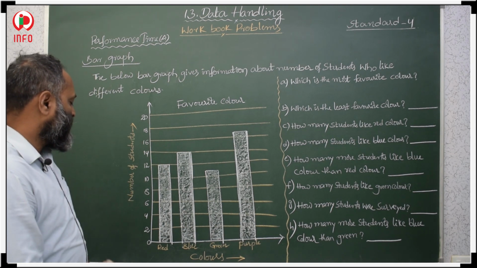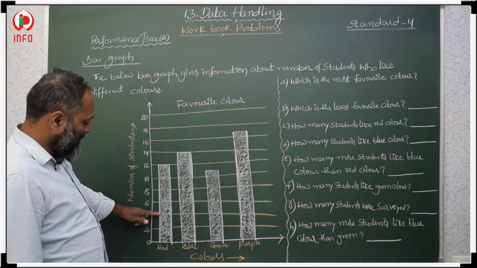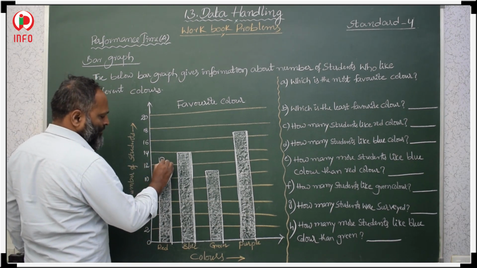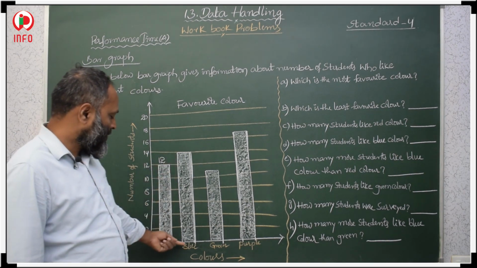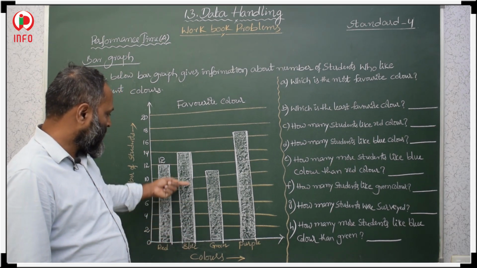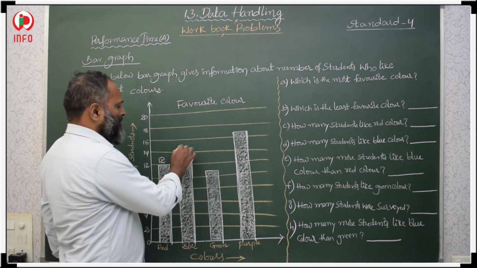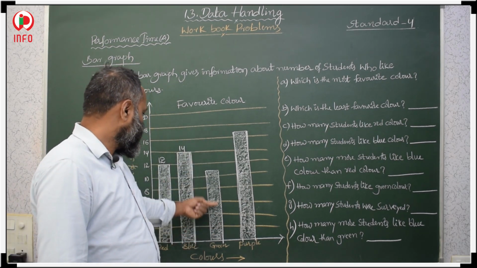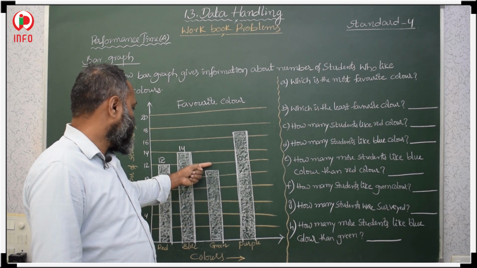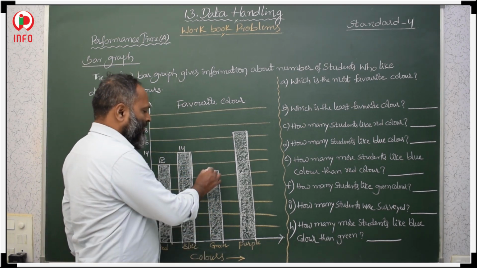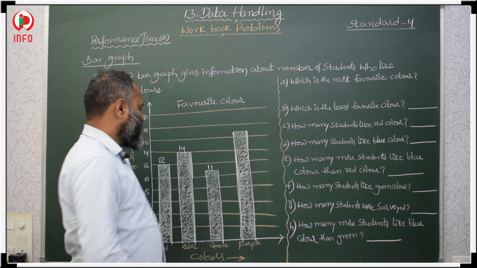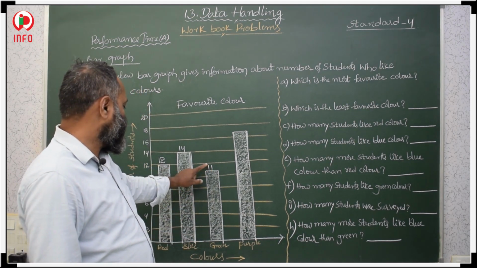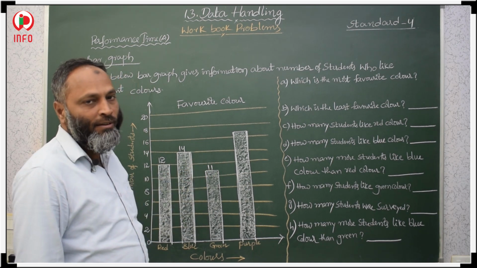First, red color. How many students like red color? 12 students like red color. Then blue color. 14 students like blue color. Then green color, how many students? In between 10 and 12 means 11 students. So 11 students like green color. Why 11? Because this is in between 10 and 12.